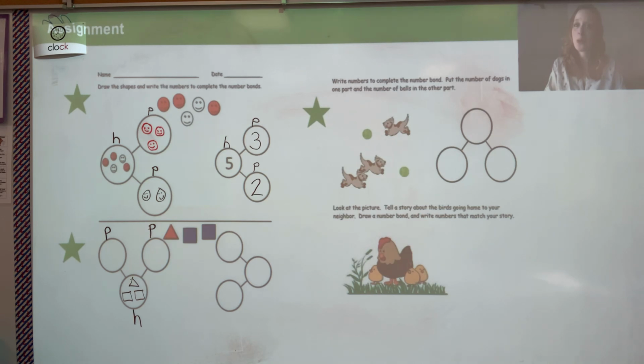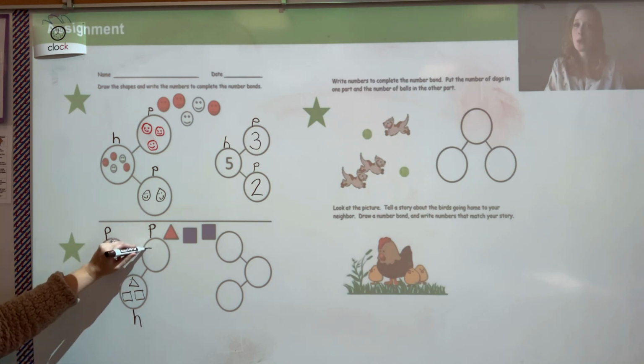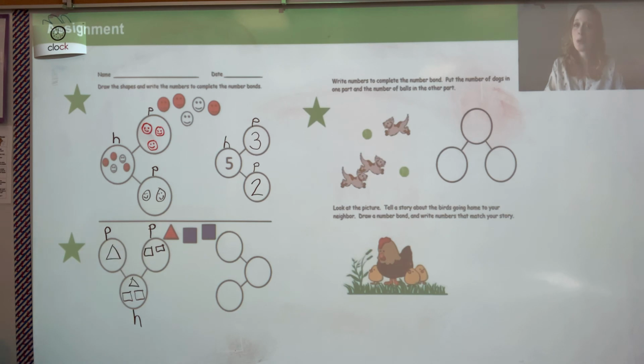Now, what am I going to do with the 2 parts? How do I separate these 3 shapes into 2 different groups? Someone raise their hand and tell me. Let's see. Landon, can you tell me how I separate these 3 shapes into 2 different groups? By shape, triangle and squares. Oh, great thinking, Landon. I could draw the triangle and then put the 2 squares in the other group.